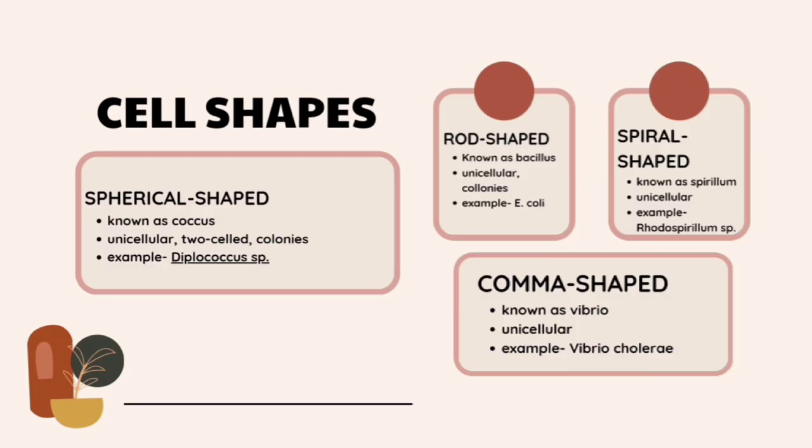I want to discuss cell shape. There are four shapes: spherical, rod, spiral, and comma. Spherical shape, known as coccus, can be unicellular, two cells, or colonized, for example, Diplococcus sp. Next, rod shape, known as bacillus, unicellular and colonized, for example, E. coli. Next, spiral shape, known as spirillum, unicellular, for example, Rhodospirillum sp. Lastly, comma shape, known as vibrio, unicellular, for example, Vibrio cholerae.